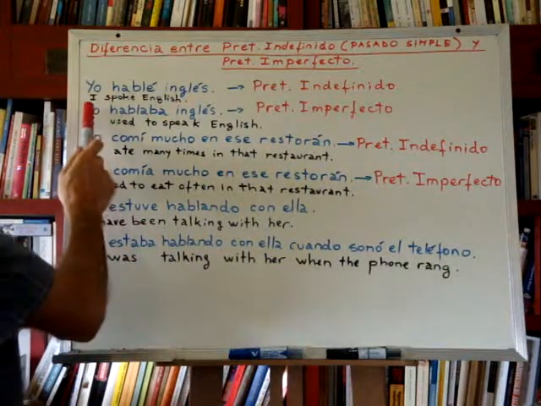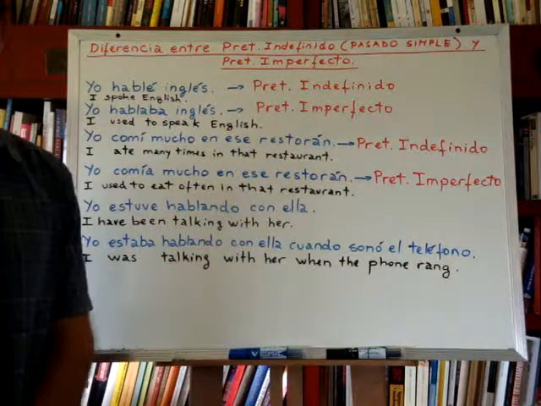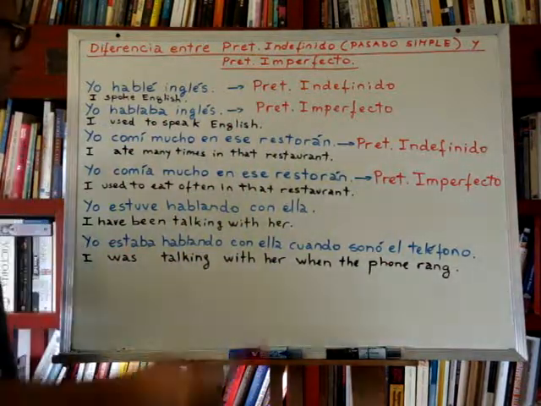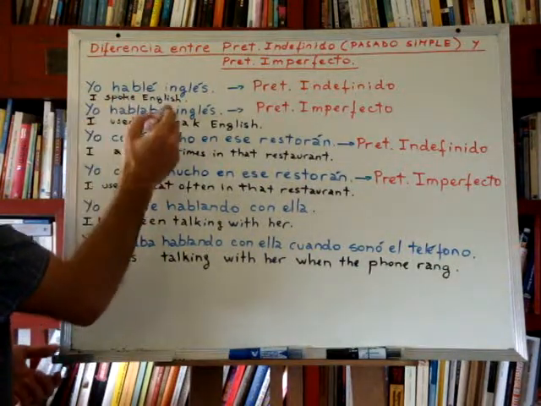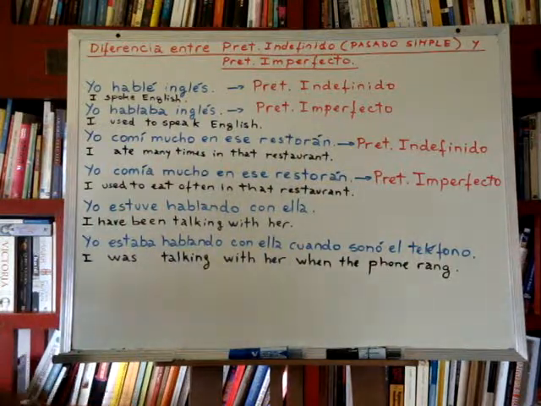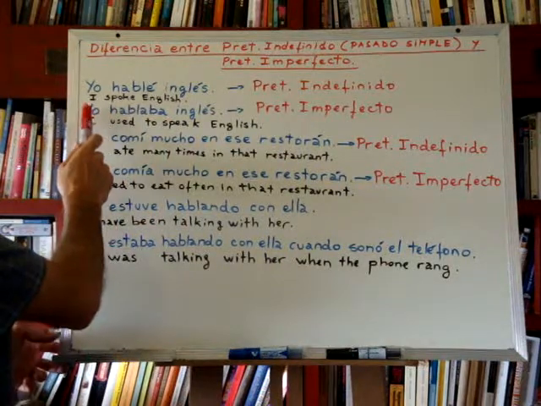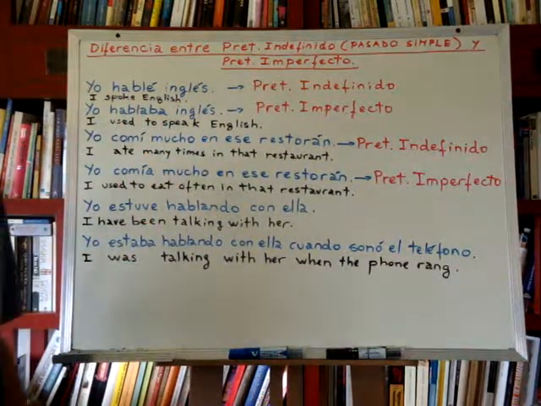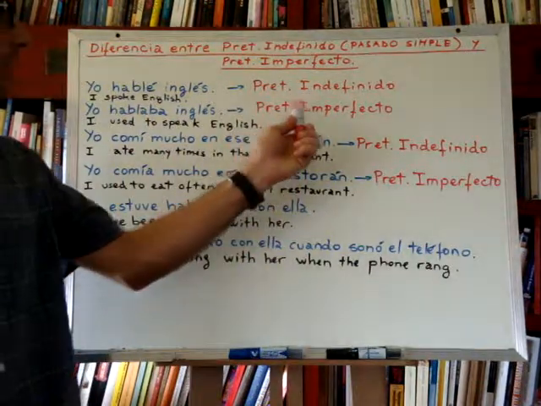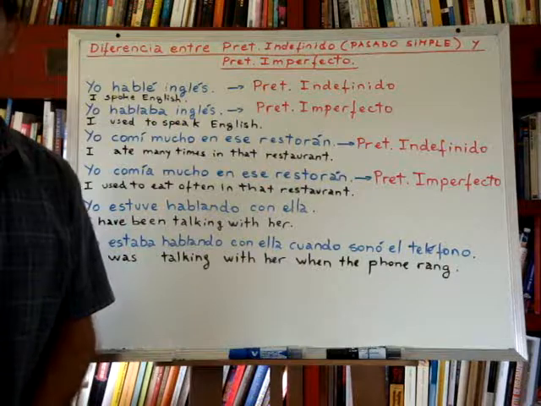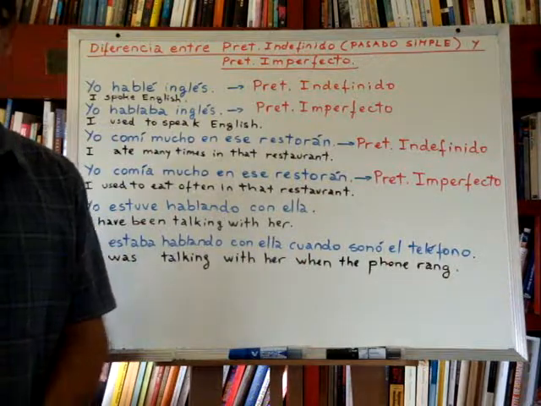Now, let's try this. Yo hablaba inglés, right? This different conjugation of the past would be the same as saying I used to speak English, right? So, pretérito imperfecto, we use it when we want to express something that we did in the past, but that we probably now do not do anymore, okay?